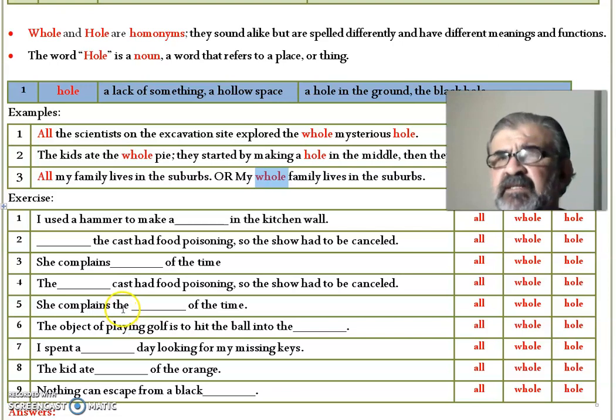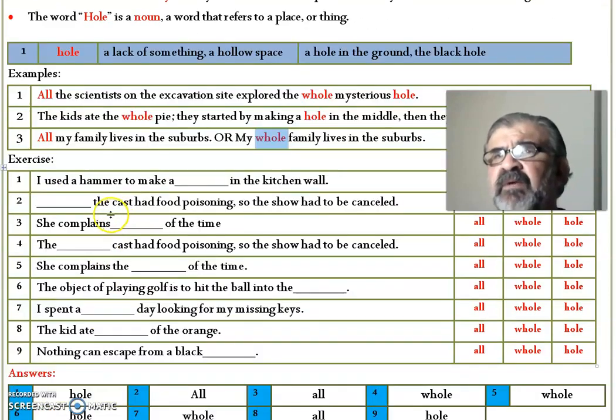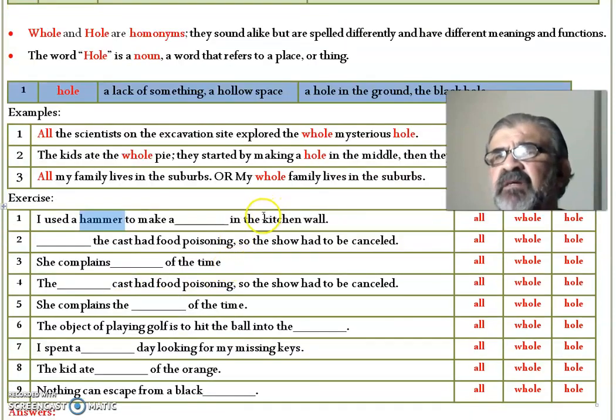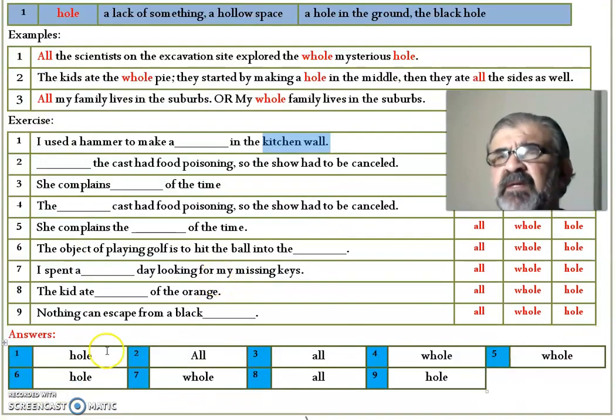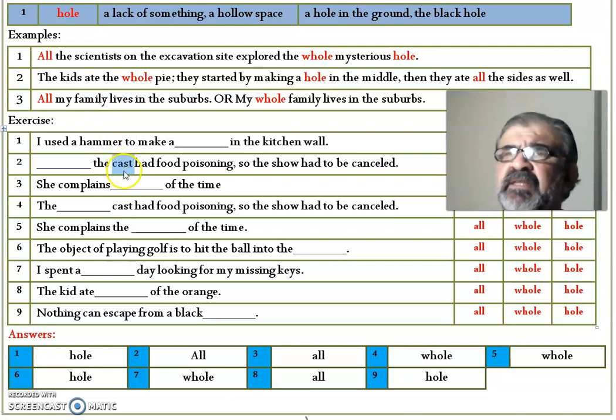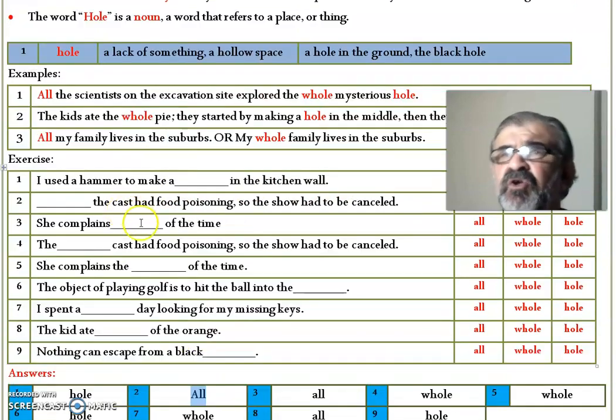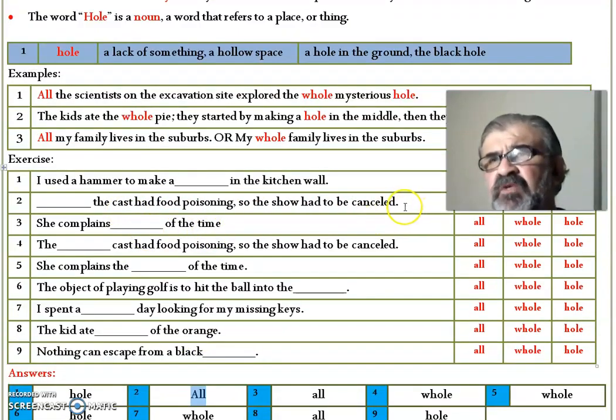Going down to the exercises. Interesting. Now, as you can see, you have three choices: all, whole, and hole. We'll do the first two. I use the hammer, you know that, a tool, a hammer, to make a hole in the kitchen wall. Simply, it's a hole. The cast, meaning here the actors, had food poisoning, so the show had to be cancelled. All the cast. Or you could say the whole cast, by the way.